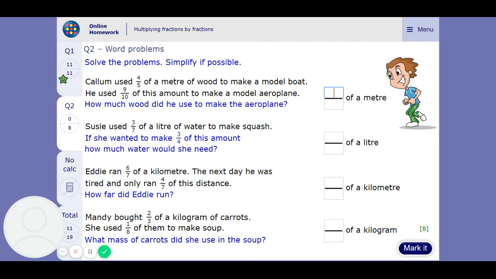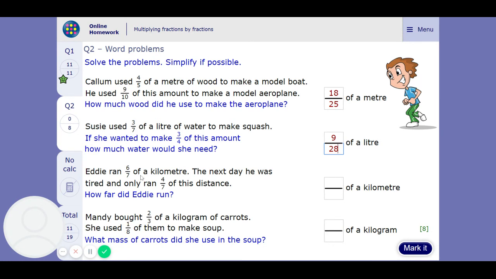So 9 times 4 makes 36, and 5 times 10 makes 50. It says simplify if possible. They're both even numbers, so let's halve them. 18 over 25, and that's as simple as that one gets. Susie used 3/7 of a litre of water to make squash. She wanted to make 3/4 of, so there's that word of again. That tells us multiply. How much water she needs. So let's multiply. 3 times 3 makes 9. 7 times 4 makes 28. Let's check. I don't think anything goes into them, so we'll leave them.